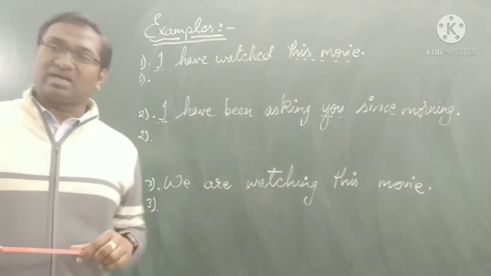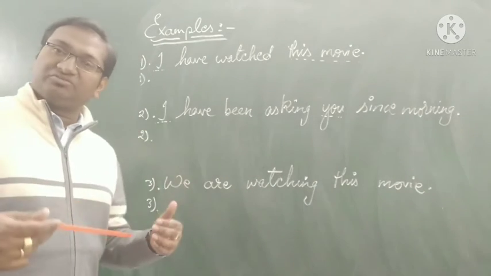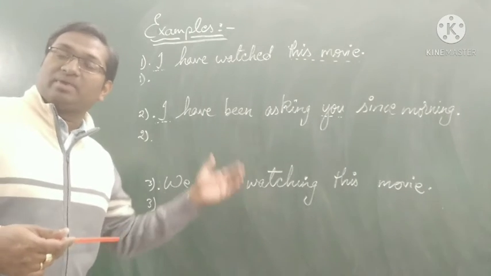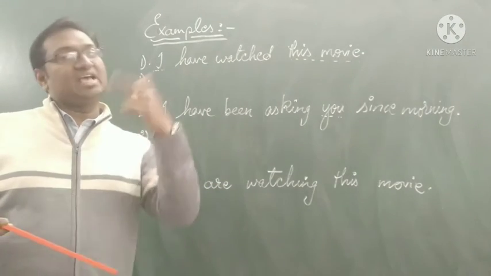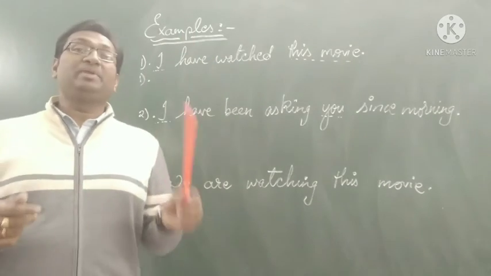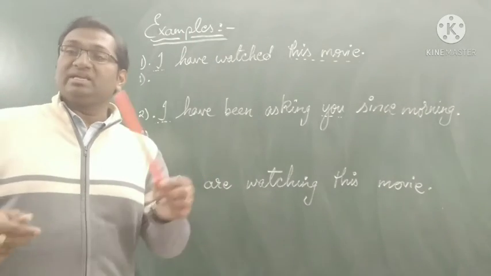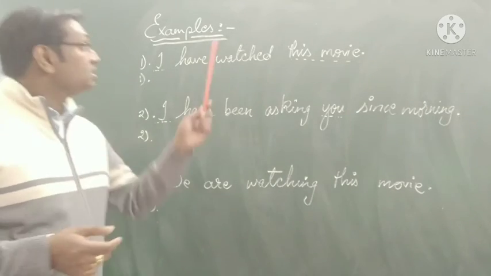Now children, let's see some more examples and try to solve it. Then how we can convert all these categories of present tense from active to passive. The first, present indefinite, as we have already done. He plays football. Football is played by him or her, like this.